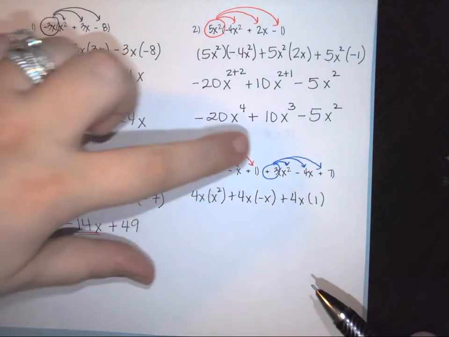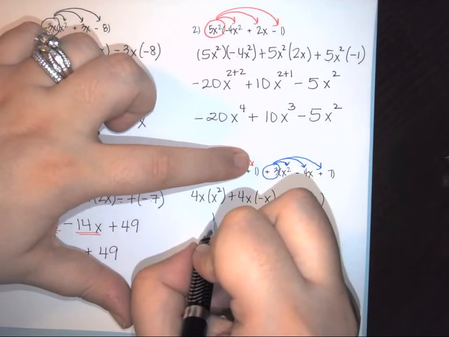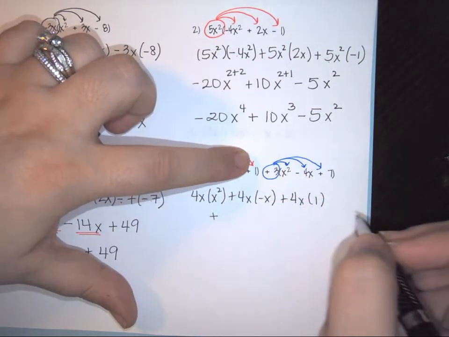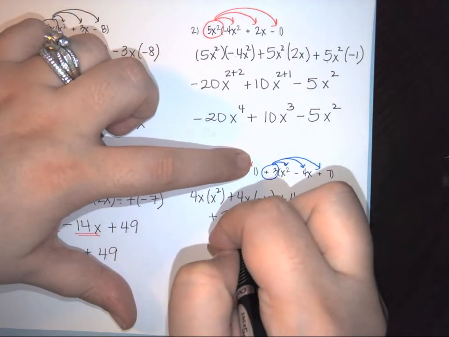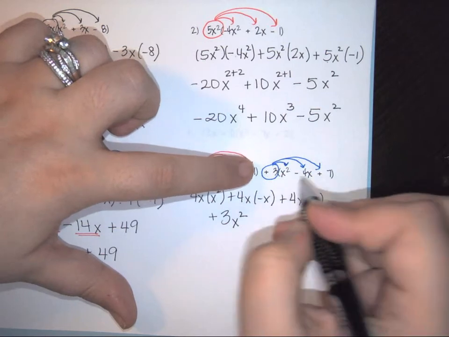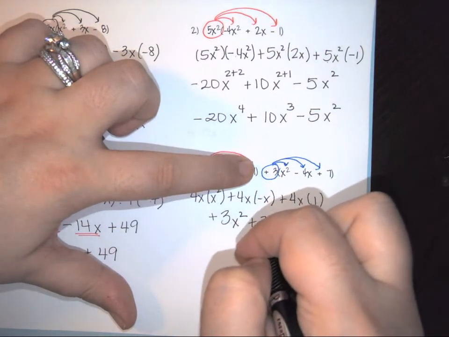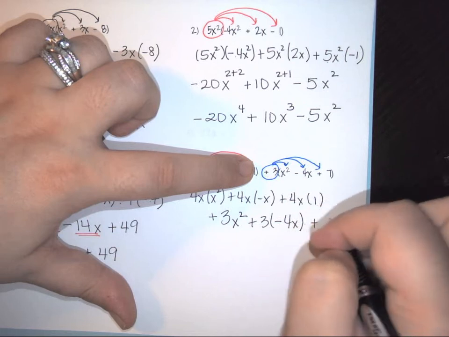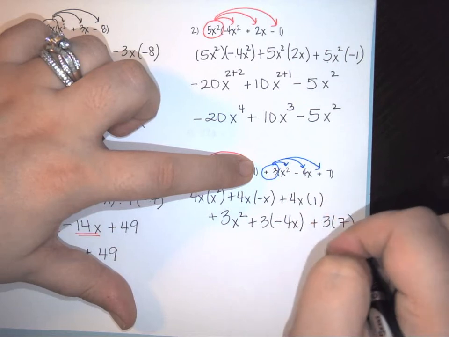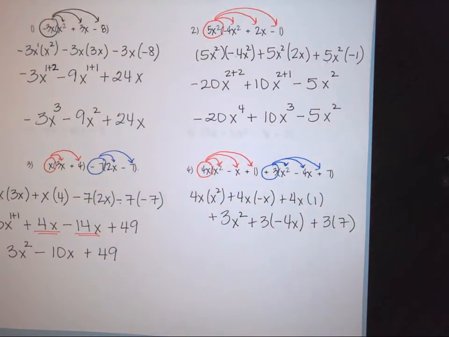And then I have to do this back part, so then I'm going to have a plus, apologize for running out of room. So this is going to be plus a 3 times x squared, plus a 3 times the negative 4x, plus 3 times my 7. Alright, so let's go ahead and take a look at this.